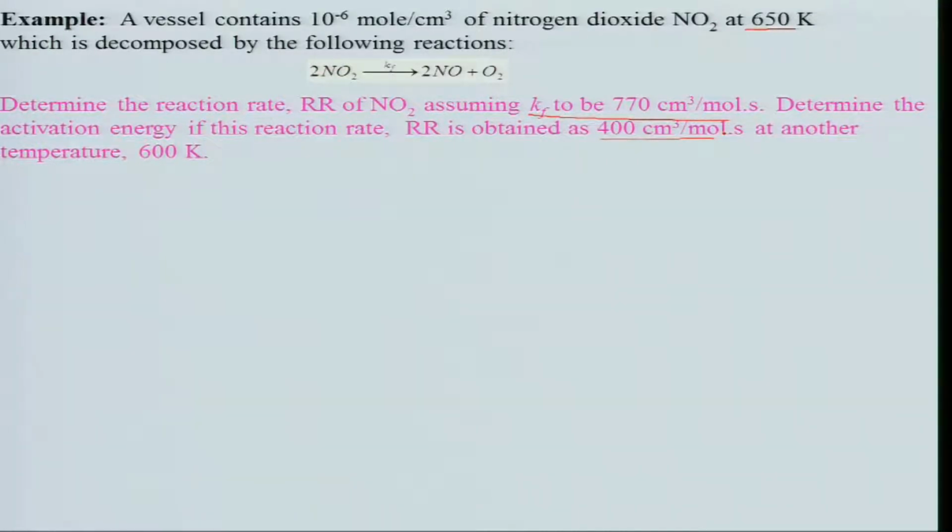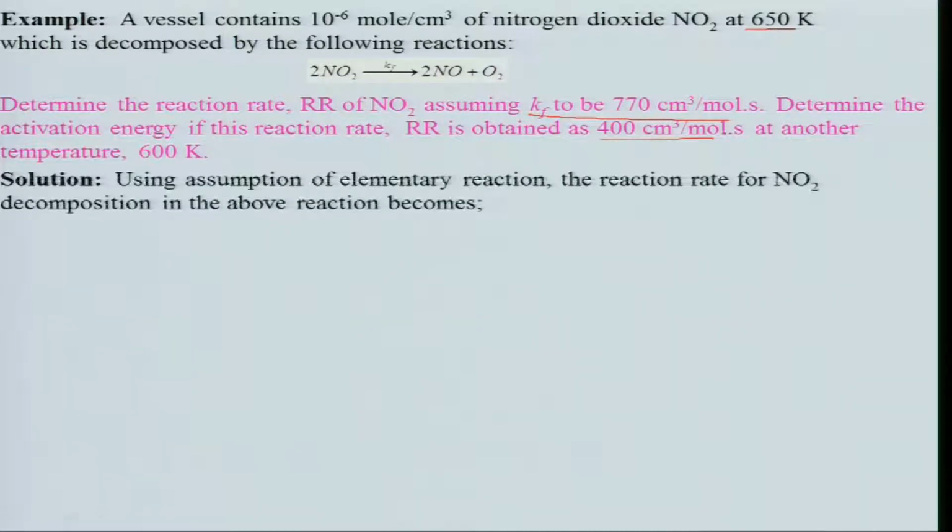So, there are two parts. One is that we need to determine the reaction rate of NO2, where Kf is given. If Kf is given, then we can find it out, right. We will have to basically apply the law of mass action. Kf is known to you, and then we can determine the reaction rate. Let us do that. That is the simple part, and of course, here we are assuming the reaction to be elementary in nature. What is the meaning of elementary reaction?